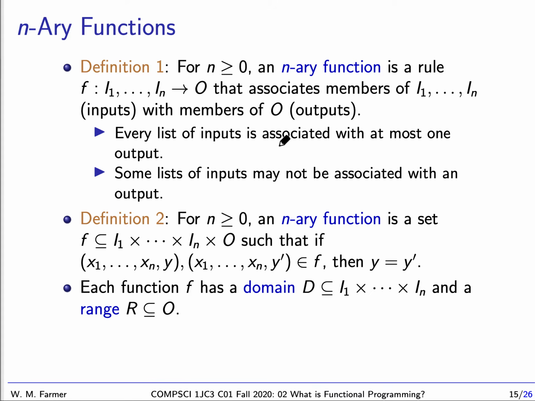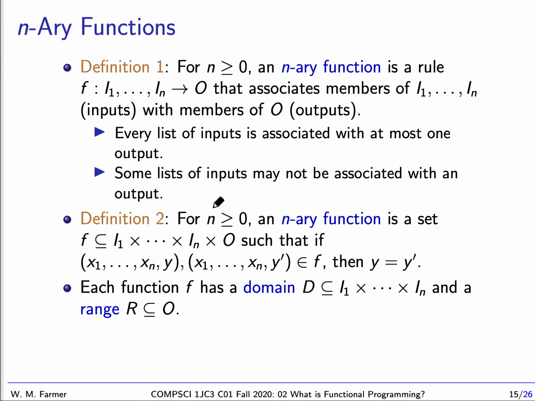The only thing a little bit confusing here is notice that n could be 0. What happens when n is 0? Well, that would be a function that takes no inputs, but it could produce an output. This is essentially the same as a constant. So you could think of something like 2 as a function. This would be a function that doesn't take any inputs, but always produces the value 2. So actually you could think of values themselves as zero-ary functions. So that's what a function is as a rule, an N-ary function as a rule.